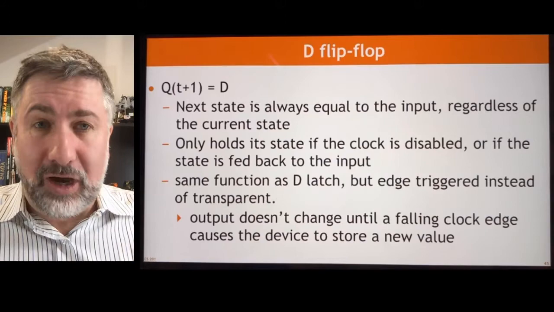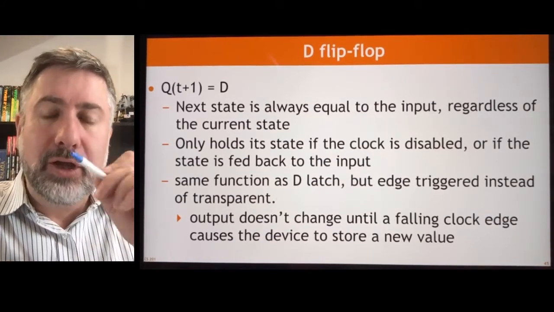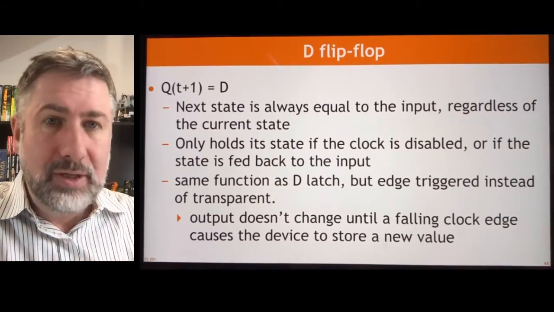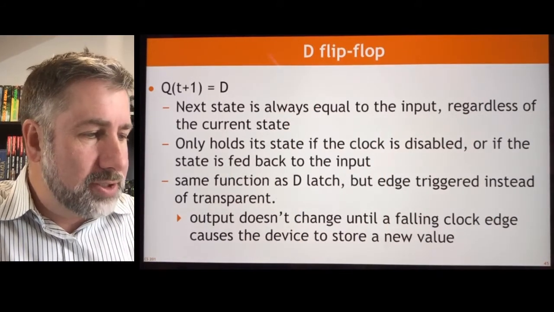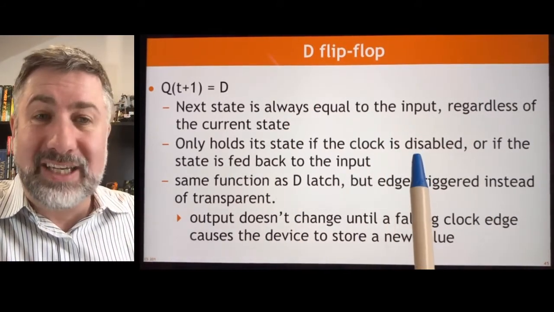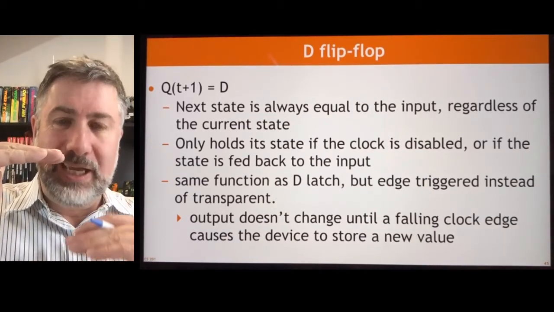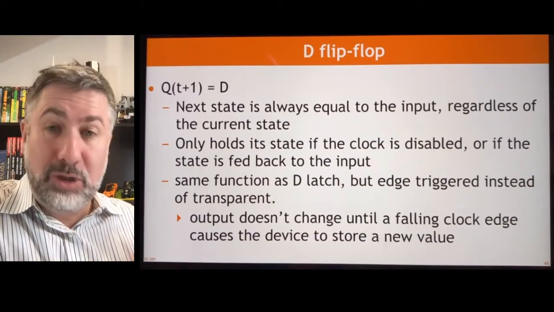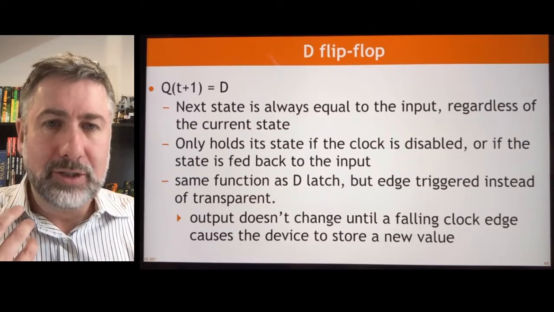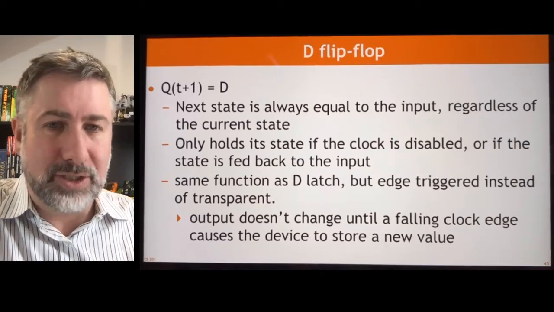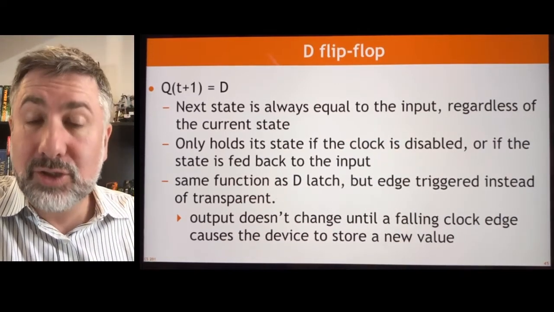And so a D flip-flop then, just like we talked about a D latch, will be changed on the clock edge instead of the clock level. And as we designed, the next state is always going to be equal to the input regardless of the current state. It will hold its state if the clock is disabled. Now with a flip-flop, that is while the clock is high or while the clock is low, it will hold its current state and allow that state to be used in the rest of the circuit. And then it will transition only when the clock changes, and usually only in one directional change. So the output is not going to change until the falling clock edge causes the device to store a new value.